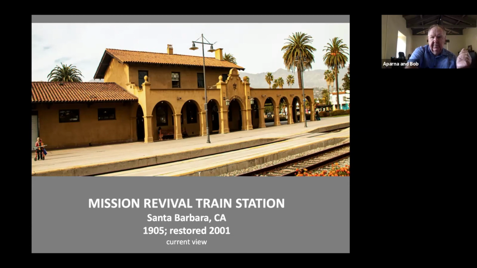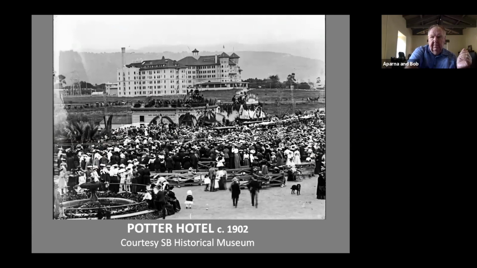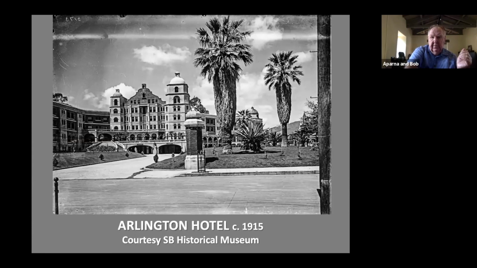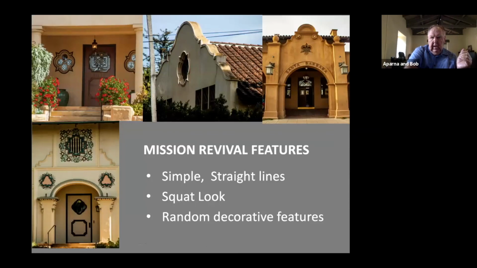We had other examples that got destroyed: the Potter Hotel by fire, and the second Arlington Hotel by earthquake. After a while, architects who had been trained in the traditional style tired of this fairly simplistic Mission Revival, with simple straight lines, squat look, random decorative features. And they began to promote and design in a style that had actual roots back in Spain on the Mediterranean, in Andalusia, the Spanish colonial revival.